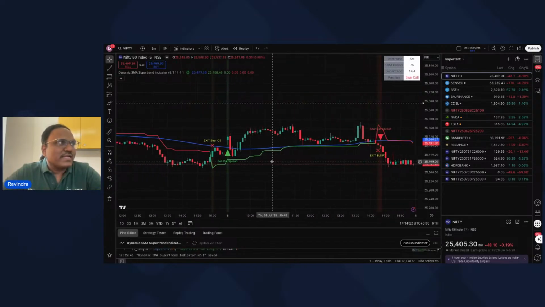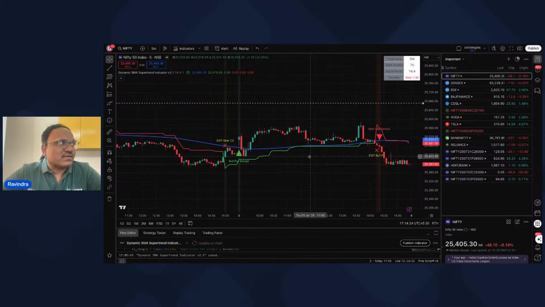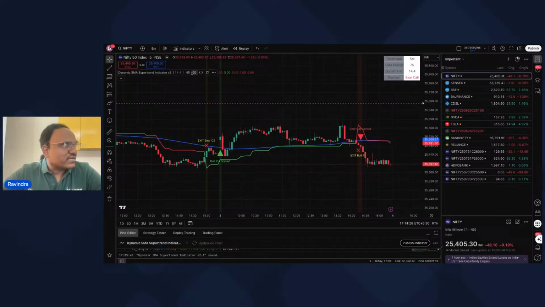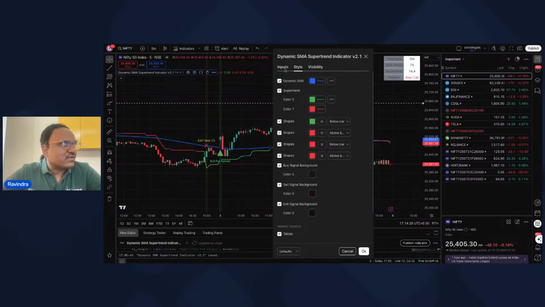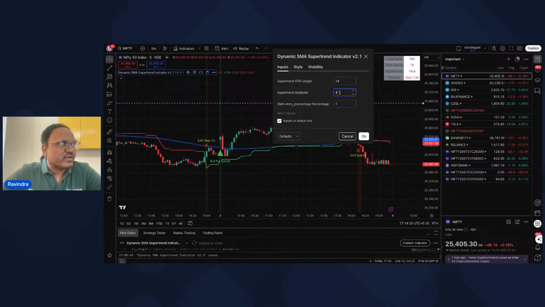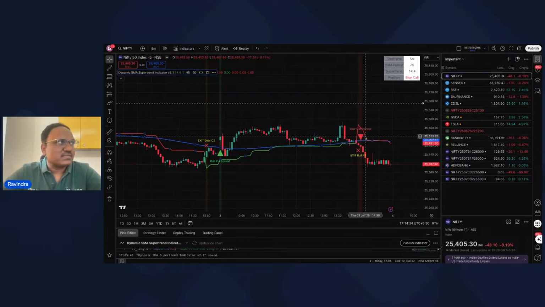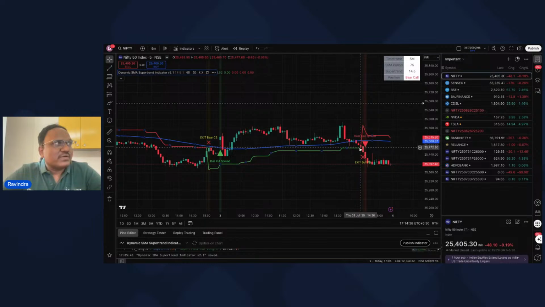Now, let's say you wanted to take less risk or you want to have fewer signals, the way you can do that is you can go here and then go to input, and then you can change these parameters. Instead of 4, let's say you do 5, for instance. Then some of these things will obviously change, so you will get fewer signals.